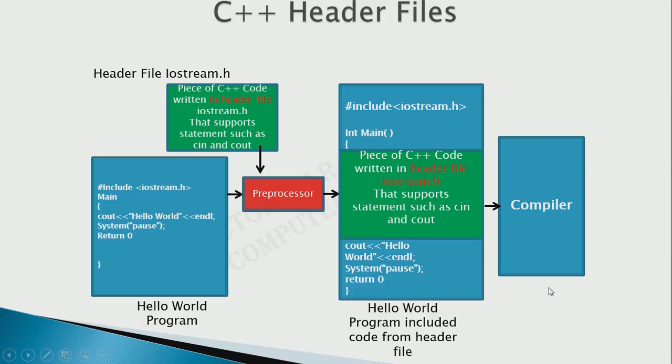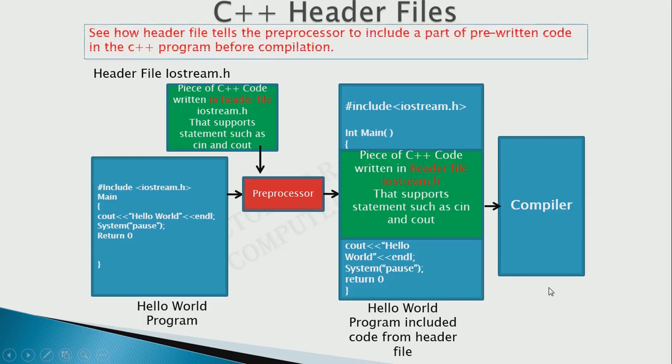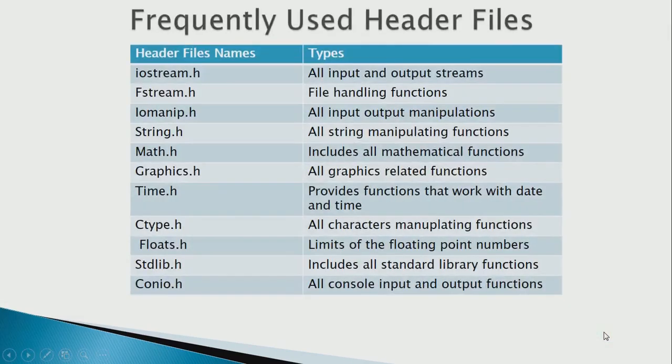So let's revise again, as this is an important concept to understand. Now we see how a header file tells the preprocessor to include a part of pre-written code in the C++ program before compilation. Now let's look at some of the frequently used header files. I would recommend you to search each header file separately and get to know the functions we can use with each header file. They will be extremely helpful for us in refining our programming abilities.